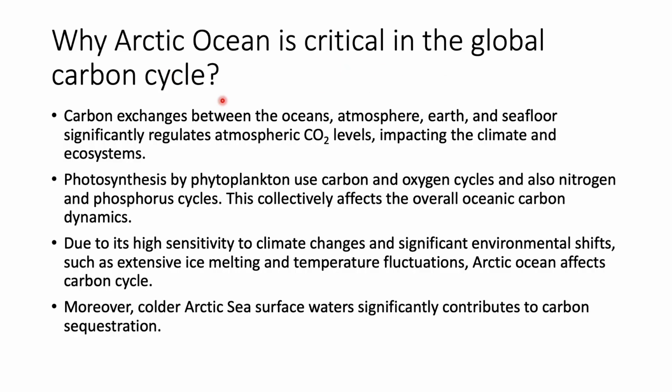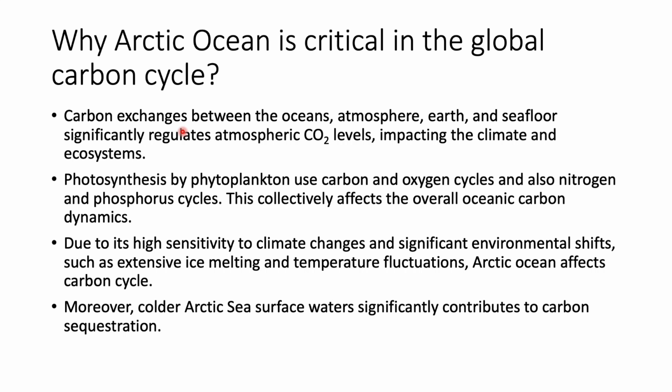organic carbon or carbon recycling is affecting the Arctic region. So why is the Arctic region critical in the global carbon cycle? When we talk about the global carbon cycle, what is the contribution of one particular ocean, the Arctic Ocean? Here, the carbon exchange between the oceans, atmosphere, earth and seafloor significantly regulates atmospheric CO2 levels, impacting the climate and ecosystem. This we have already seen. Photosynthesis by phytoplankton uses carbon and oxygen cycles and also nitrogen and phosphorus cycles. So this collectively affects the overall oceanic carbon dynamics.